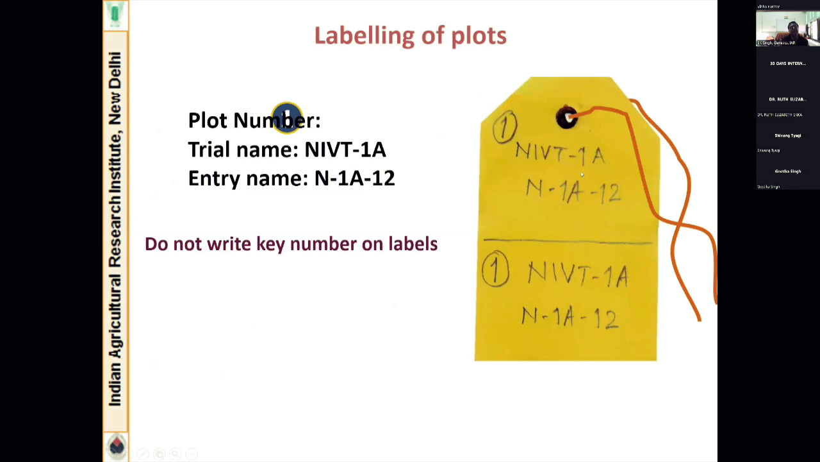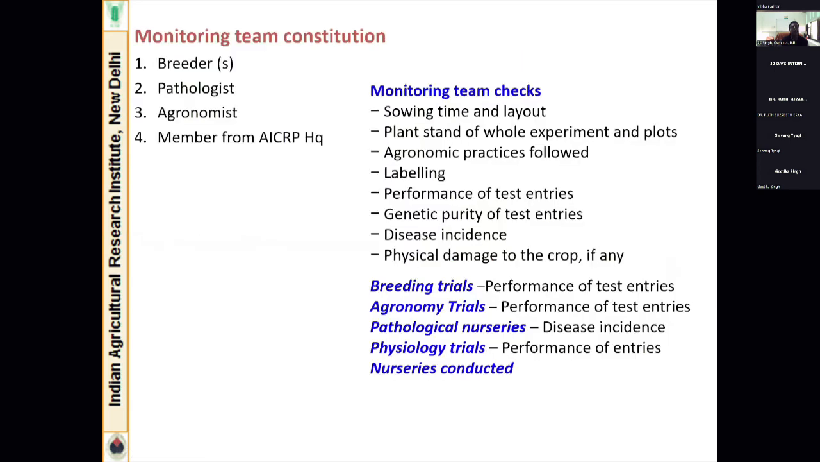So this is an example of labels, how we put labeling on the different entries. In this, the trial name is there, plot number is there, and entry code is there, so that proper identification of the genotypes can be maintained.